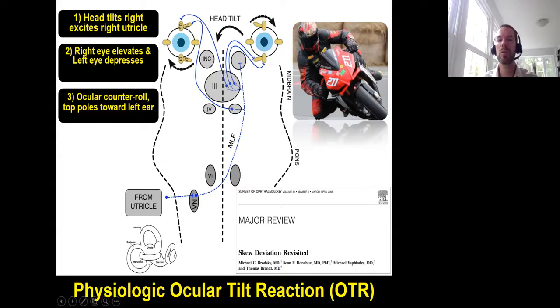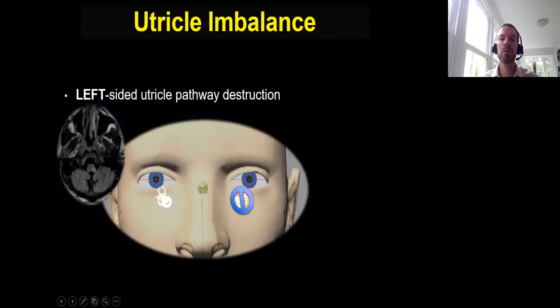So let's say you have left-sided utricle pathway destruction, as in the case of a left-sided lateral medullary stroke or a Wallenberg syndrome.